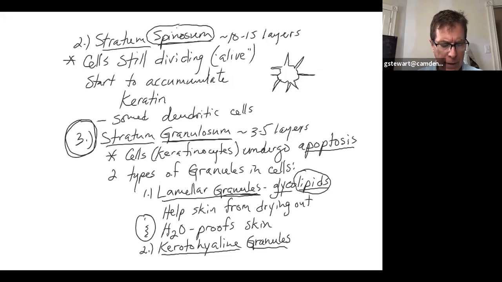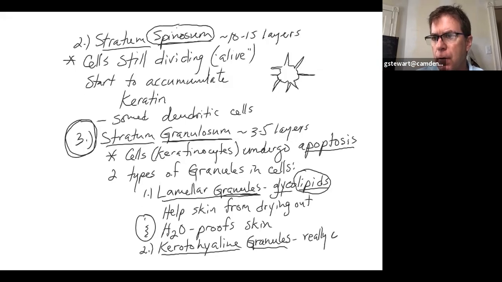These keratohyalin granules help to form keratin. What they do is condense keratin for the upper layers. They really condense the protein keratin into these tight bundles or packages. And what it does is it makes the upper layers above the stratum granulosum even tougher and stronger.